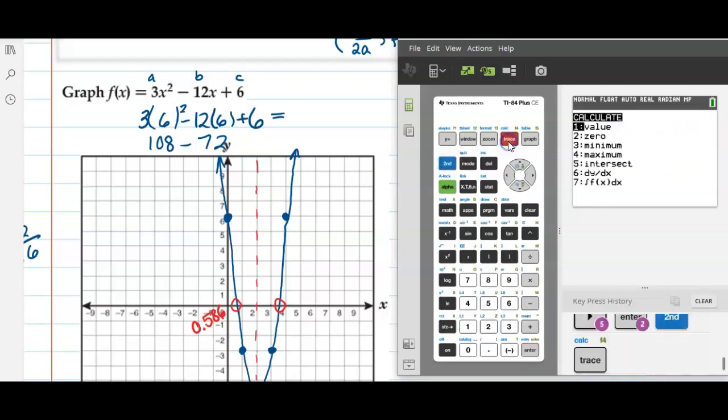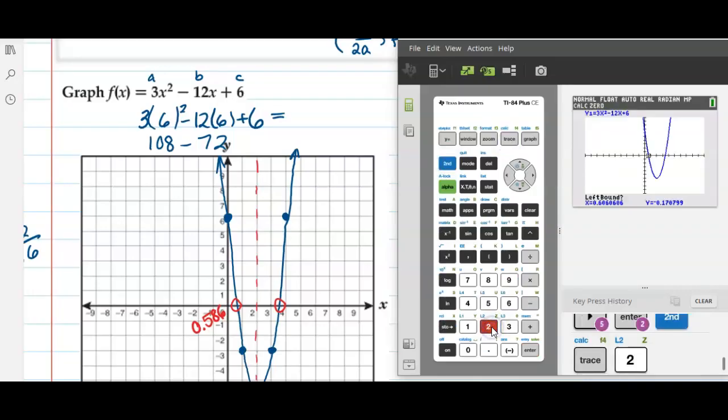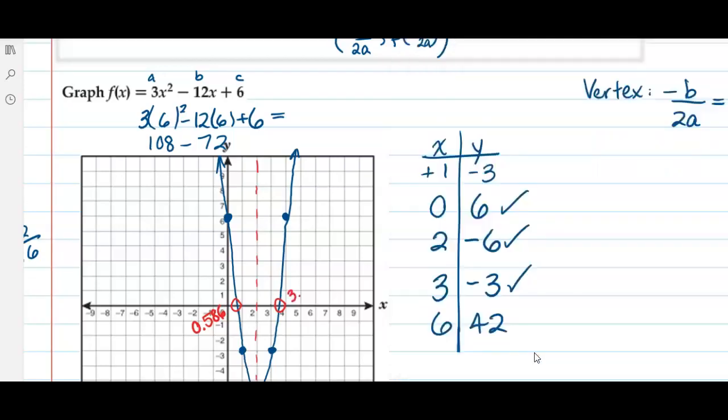Again, second trace, option 2. I want my cursor to be before where I think the 0 occurs, and after, and I guess, and I get 3.414, which is between 3 and 4, just like we thought it would be.